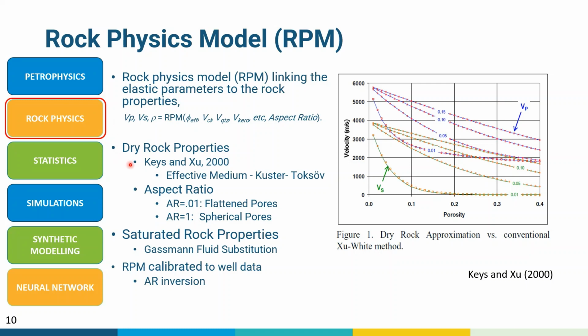In our case, we're going to use the Keys and Zhu effective media model. This model models both the P wave velocity as a function of porosity and the S wave velocity as a function of porosity. But just as importantly, you can see that the aspect ratio also controls the fit. So when we calibrate this model, essentially we look at the data, we perform an inversion, and we're going to determine the aspect ratio of the original data. And we'll use this as one of the additional petrophysical curves when we perform the forward modeling.